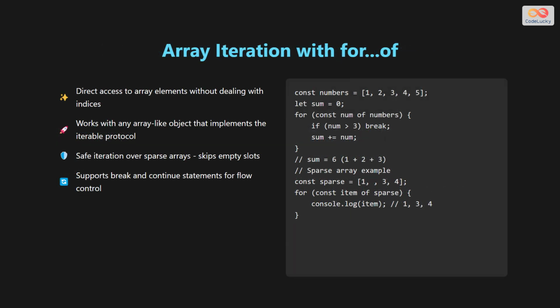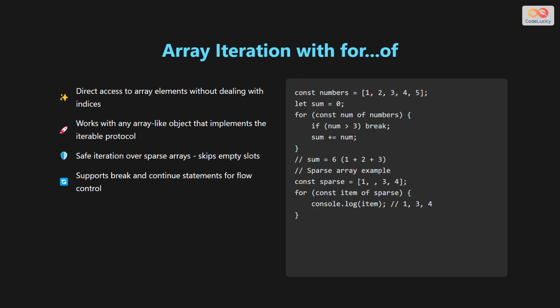When using for...of with arrays, it provides direct access to the array elements without the need to use indices. This approach works with any array-like object that implements the iterable protocol. The for...of loop also handles sparse arrays safely, automatically skipping empty slots. You can use break and continue statements within the loop for controlling the flow.